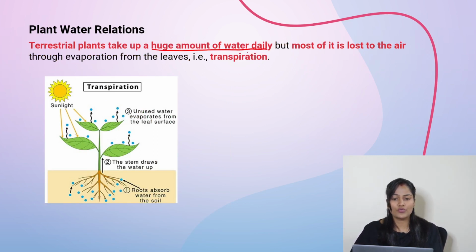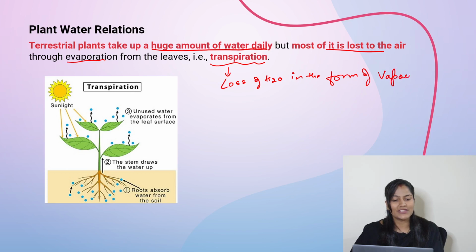Now moving forward, terrestrial plants take up a huge amount of water daily and most of it is lost in the air through evaporation. और इस प्रोसेस को हम क्या बोलते हैं, ट्रांसपीरेशन. तो ट्रांसपीरेशन बेटा बेसिकली क्या है, loss of water in the form of vapors. Yes, वाटर हमारे पास वेपर्स के फॉर्म में बाहर निकलेगा प्लांट की बॉडी से.